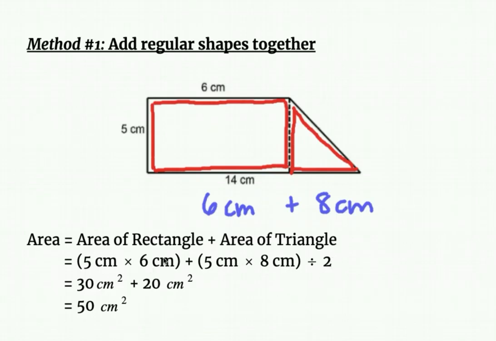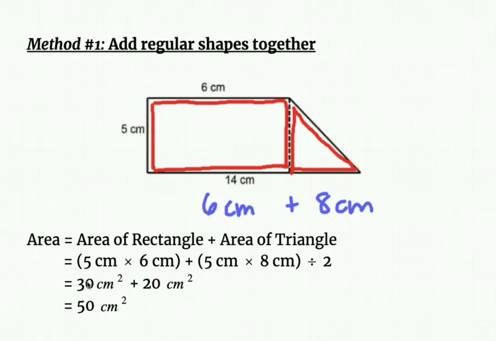So 5 times 6 was for the rectangle, that's 30. 5 times 8 divided by 2, that's 40, divided by 2 is 20. That's for the triangle. So only the triangle is dividing by 2 because it's half of a rectangle.